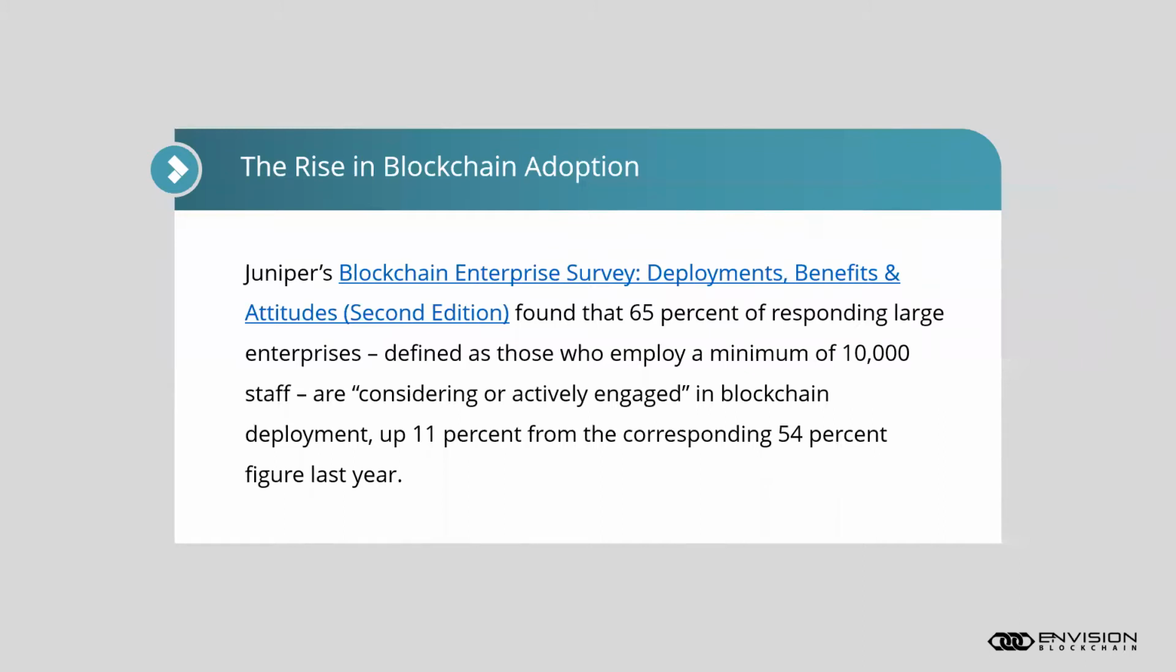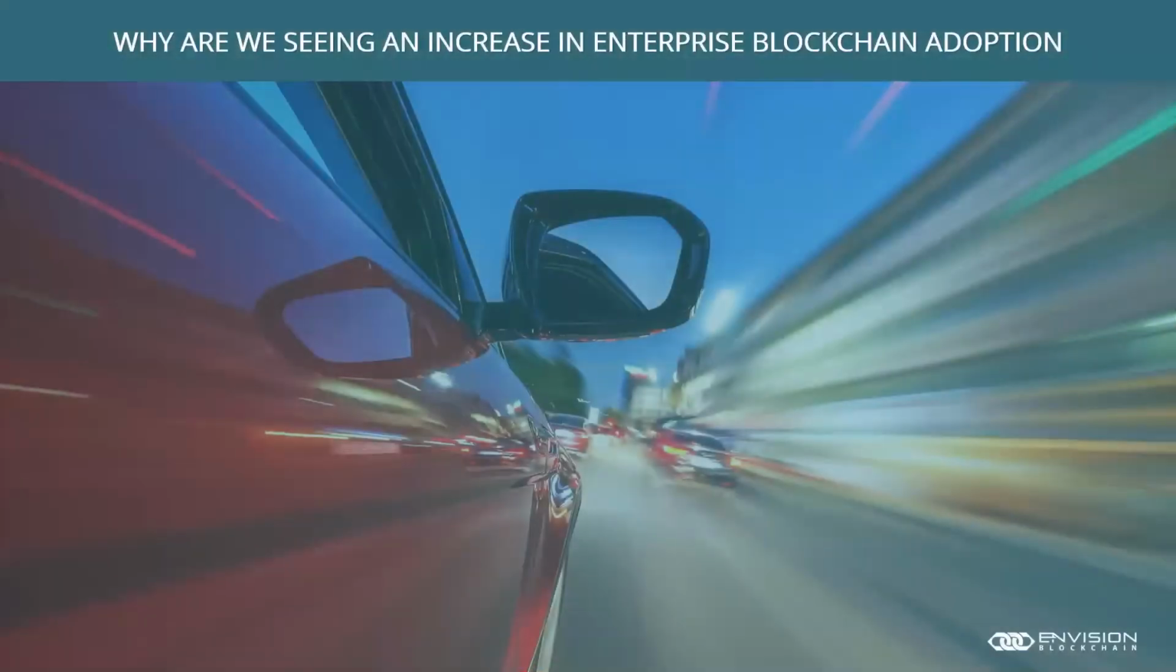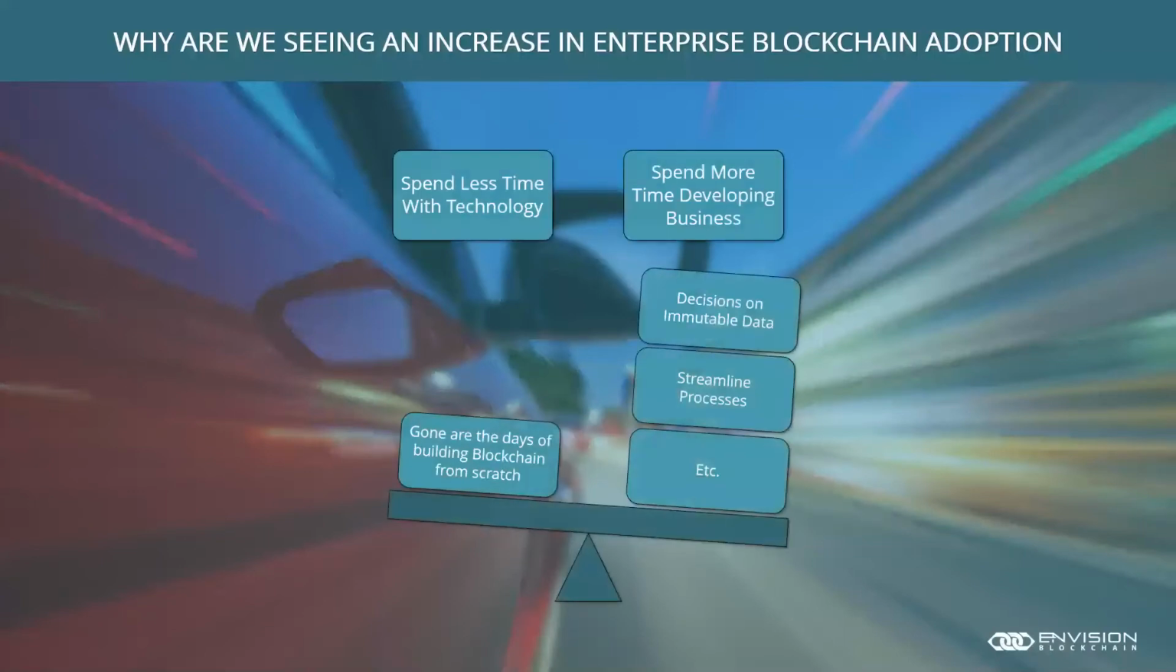So what was the reason that it was up 11%, right? Why are we seeing that it's growing year over year? So we have a theory, and the theory is this: that businesses right now in 2019, soon to be 2020, can spend less time with blockchain technology and spend more time developing the business around the blockchain technology. So what do we mean by that?